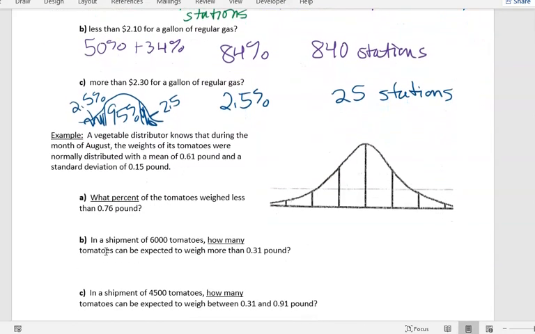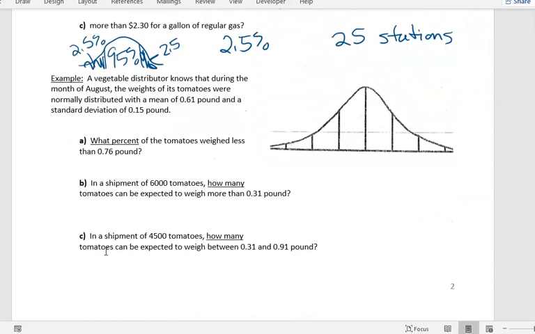All right, so the next is a vegetable distributor knows that during the month of August, the weights of tomatoes were normally distributed with a mean of 0.61 pounds and a standard deviation of 0.15. So I'm going to come over here, I'm going to say normal. It has a mean of 0.61. It has a standard deviation of 0.15, okay, and the unit here is pounds.